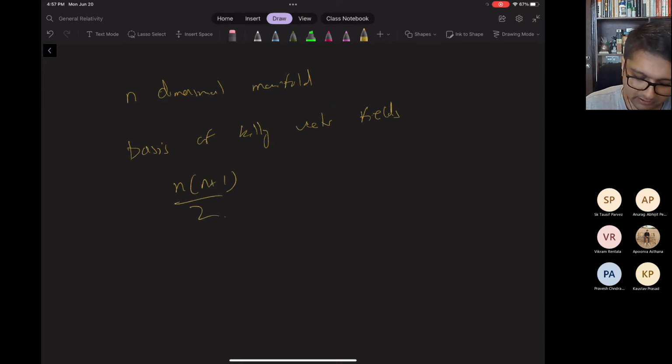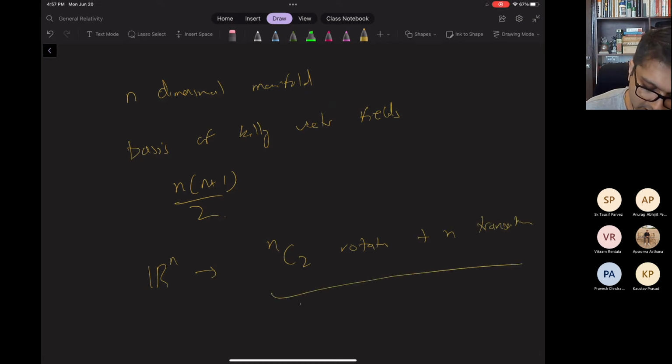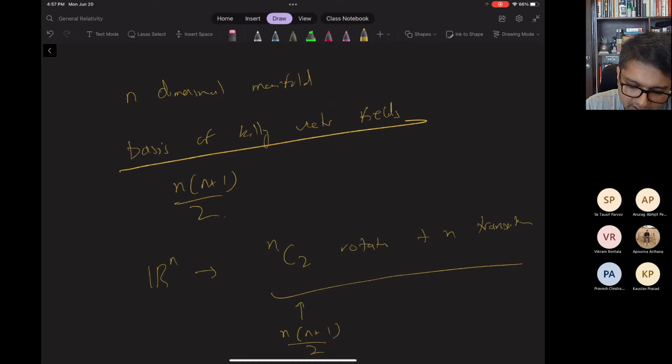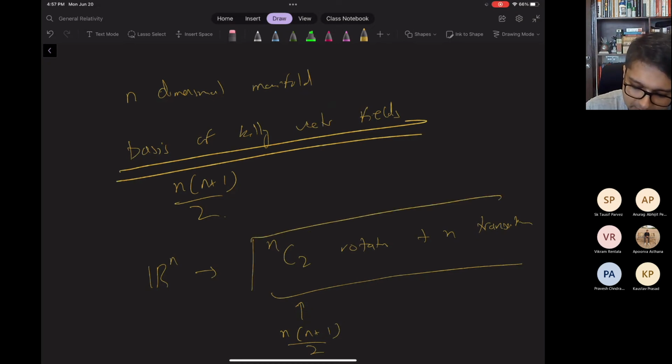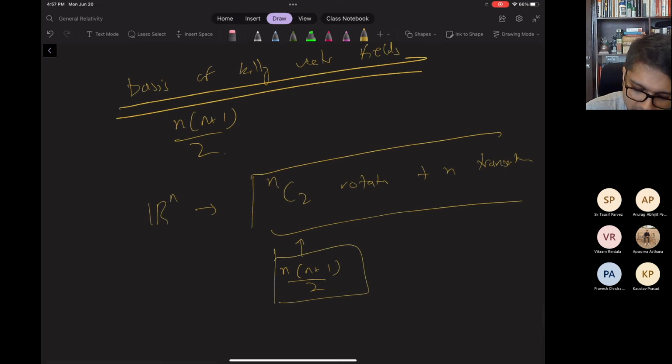We've seen that, for example, in the case of R^n, you have n choose 2 rotations plus n translations. Together this gives you n into n plus 1 by 2 Killing vector fields. Remember that linear combinations of translations and rotations are also Killing vector fields. What we're doing is finding a basis of those Killing vector fields. And in n dimensions, n into n plus 1 by 2 is the maximum number of Killing vector fields that you can have in the basis.